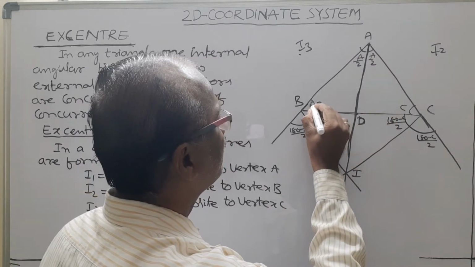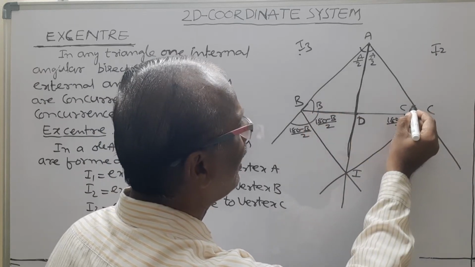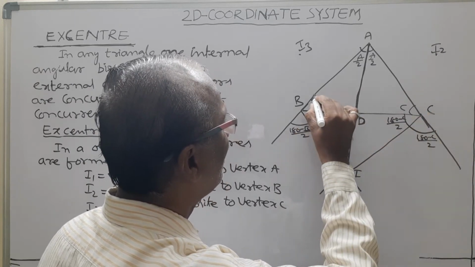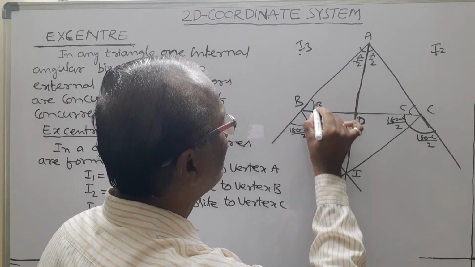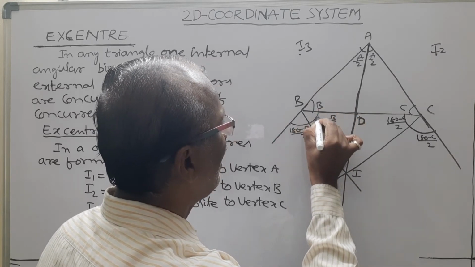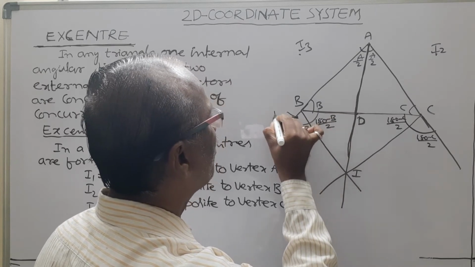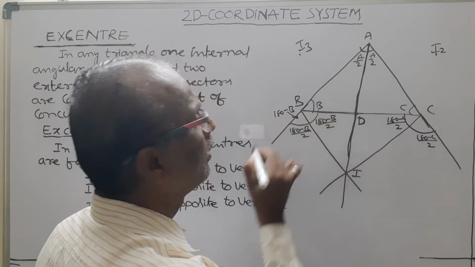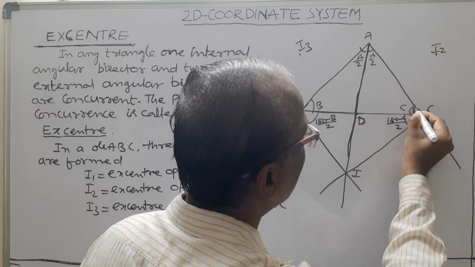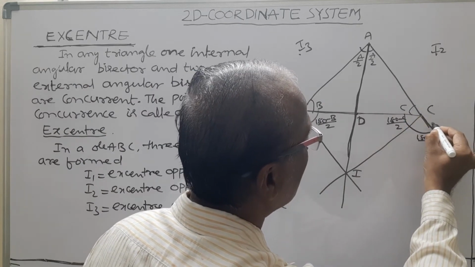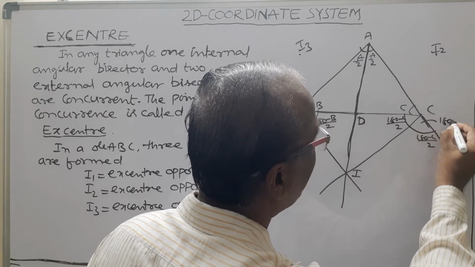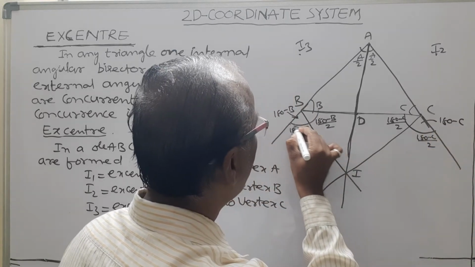Observe that this is the angle B, this is the angle C. Here in a straight line, the total angle is 180 degrees. Subtracting this angle, this angle is 180 minus B. And also, this much of angle is C. The total angle is 180 degrees. Subtracted, this angle is equal to 180 minus C. This is the external part.